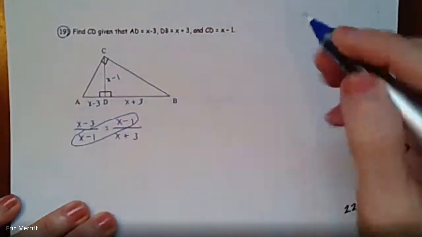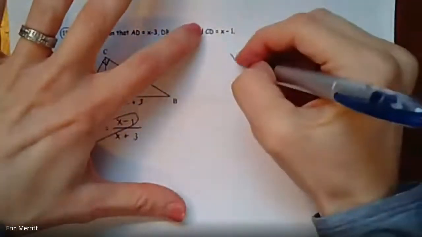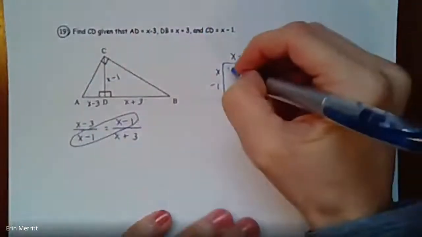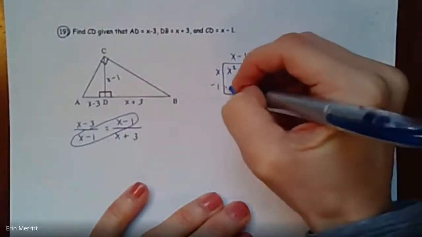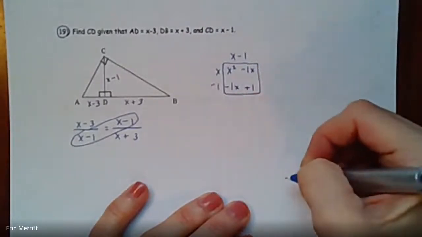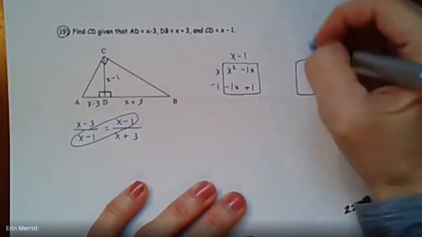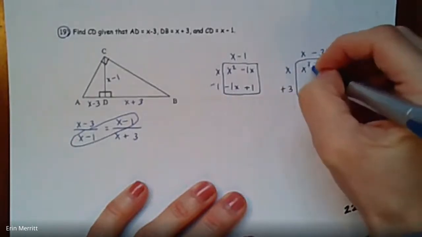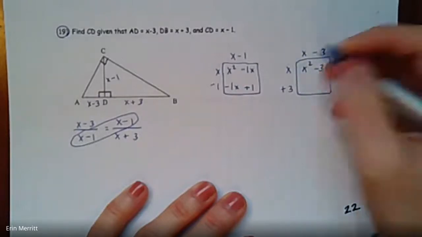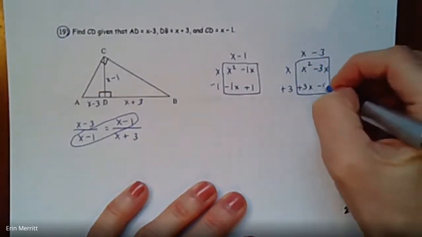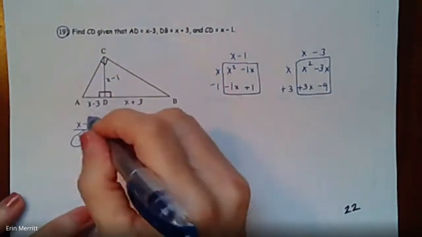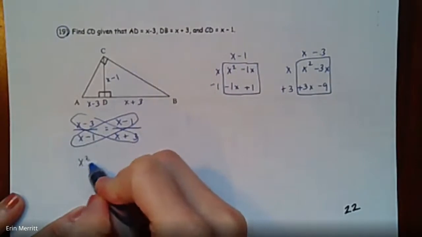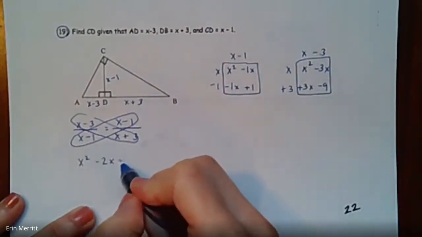I'm going to do off to the side here a little bit of the work. So if I go x minus 1 and then times x minus 1, this will give me x squared minus 1x plus 1. As for the second cross product, it's x minus 3 times x plus 3. This would give me x squared minus 3x plus 3x and minus 9. So let's bring all that down into the equation here. So the first cross product, x squared, that'll give me a total of minus 2x plus 1.